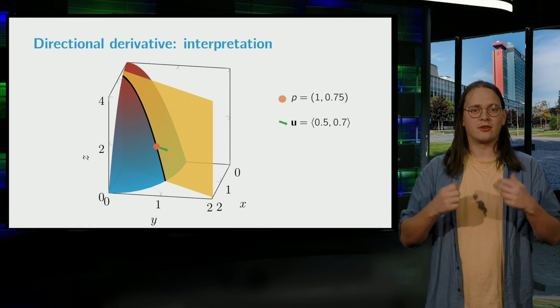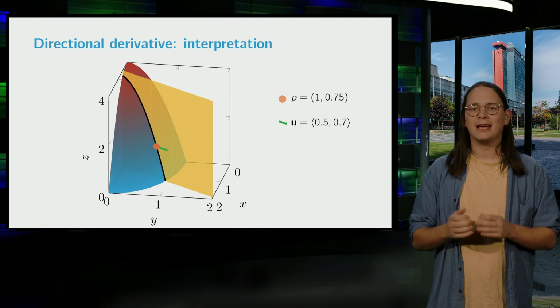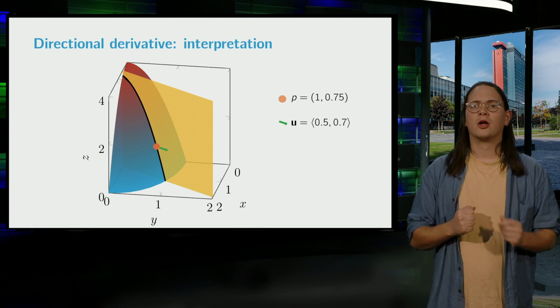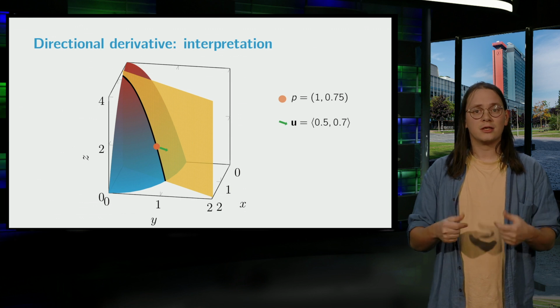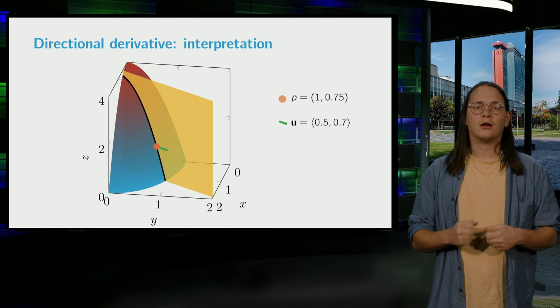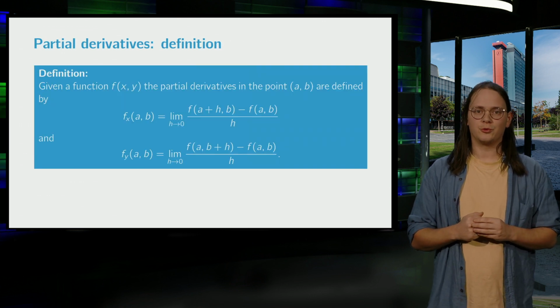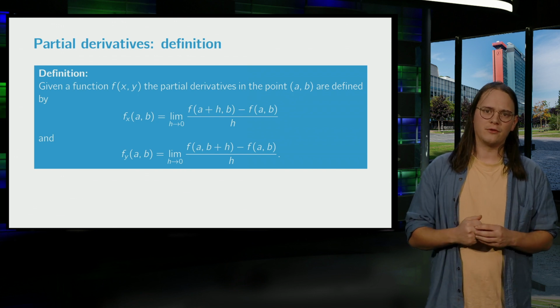While this fixes the interpretation and in theory gives a way to compute the directional derivatives, it isn't really satisfying. We want to be able to compute the directional derivative in a certain direction simply from a formula for the function. So let us recall the definition of the partial derivatives. We will stick to the two-variable case for convenience.